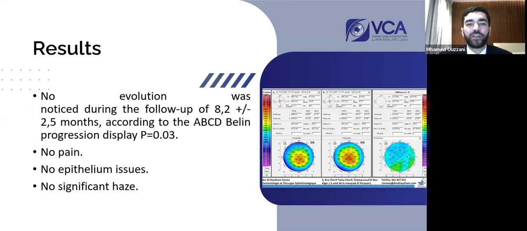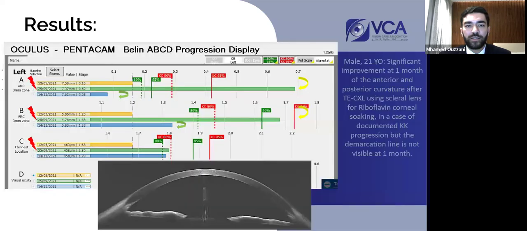No evolution was noticed during the follow-up of mainly 1 year, according to the ABCD Belin progression display. We didn't have patients with pain or epithelium issues because we are doing an epi-on procedure, and no significant adverse events were noticed in this study.